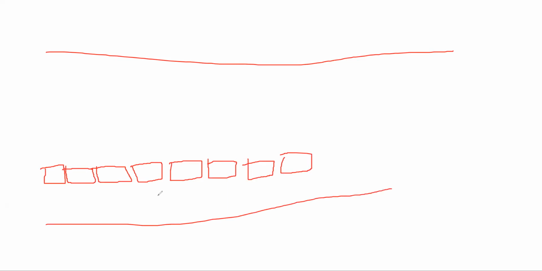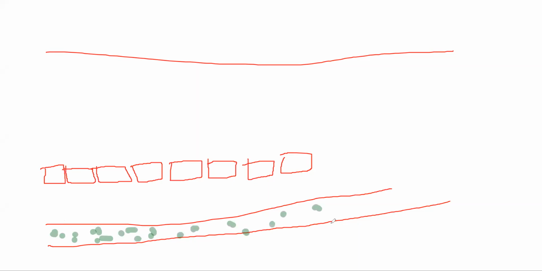Under that, you have your tunica media, which is the smooth muscle layer. You have smooth muscle cells in them. So just use a different color for them. Let's suppose these green dots represent the smooth muscle cells. Okay, and under that you have your tunica adventitia.